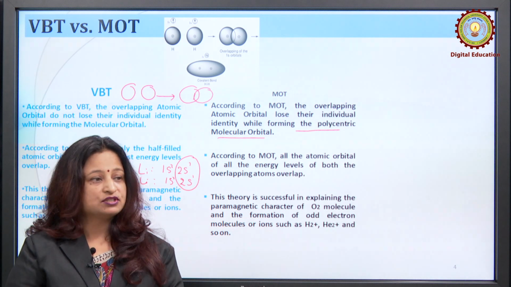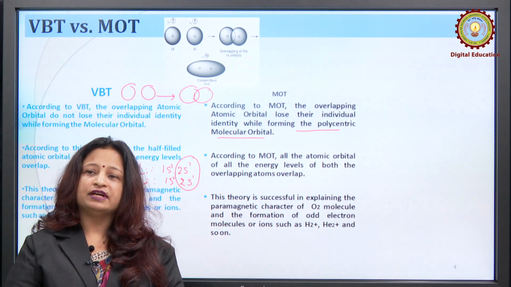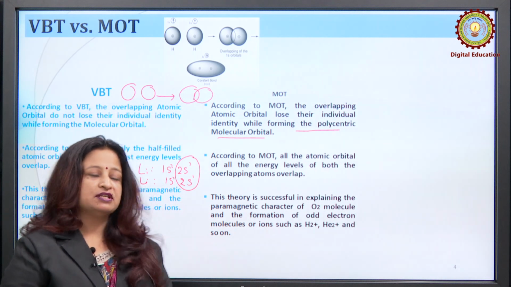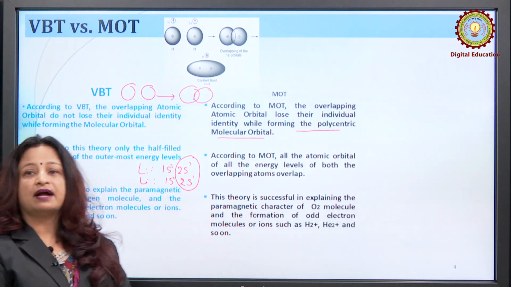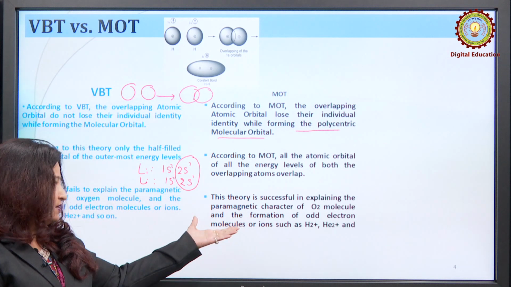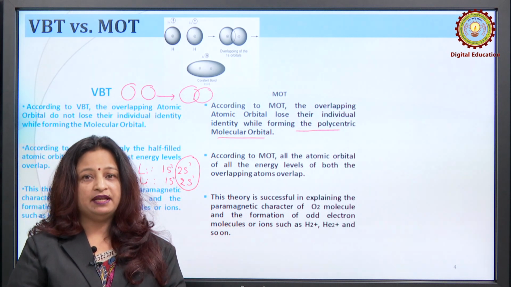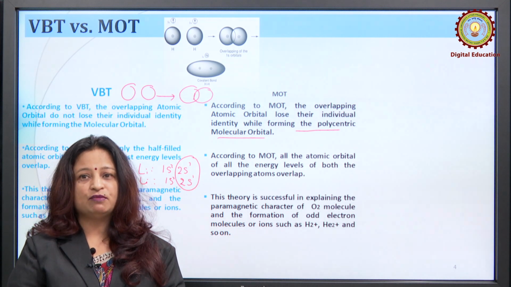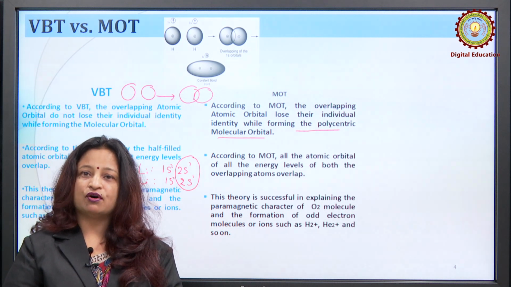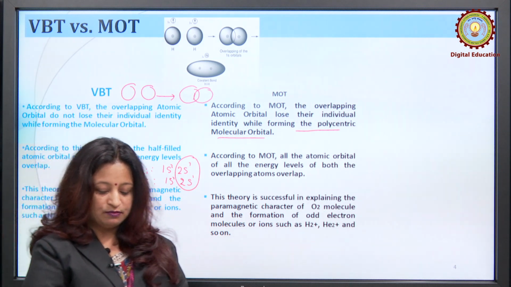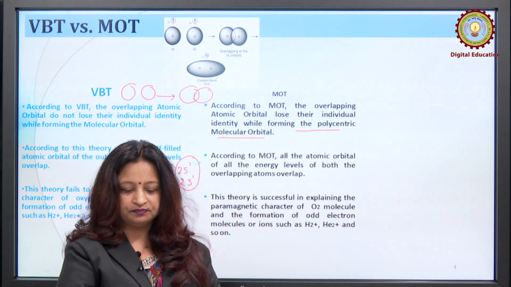Now the third point of difference is that valence bond theory fails to explain the paramagnetic character of the oxygen molecule, and it is also not able to explain the formation of H2 plus or odd electron molecules or ions. On the other hand, molecular orbital theory is very successful in explaining the paramagnetic character of the oxygen molecule and the formation of odd electron molecules or ions such as H2 plus, helium 2 plus and so on.